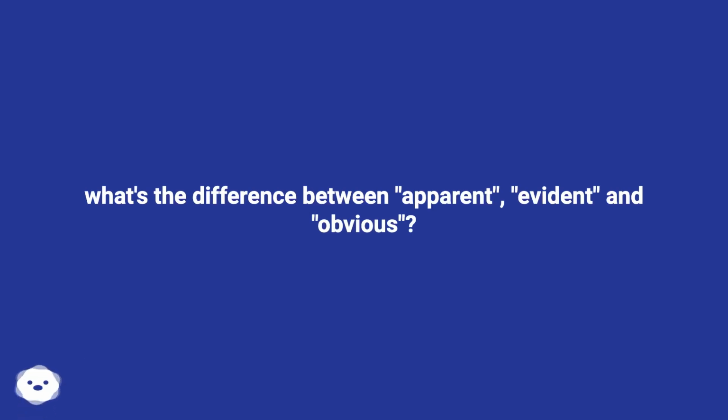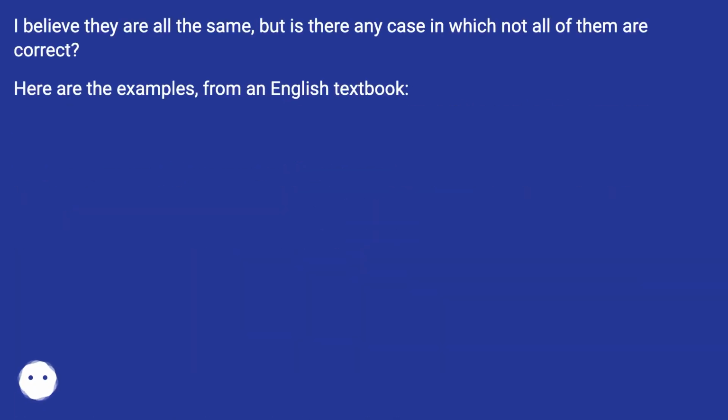What's the difference between apparent, evident and obvious? I believe they are all the same, but is there any case in which not all of them are correct? Here are the examples, from an English textbook.